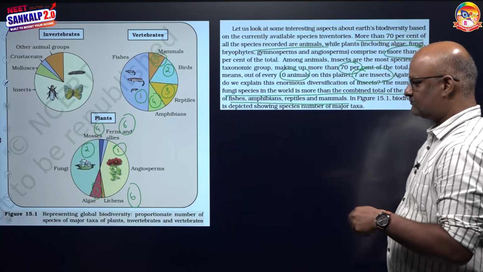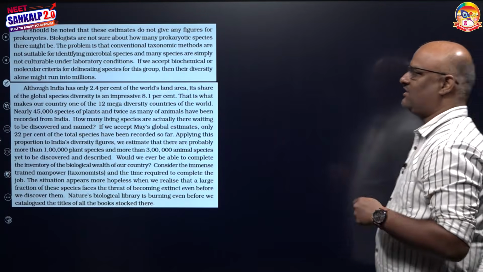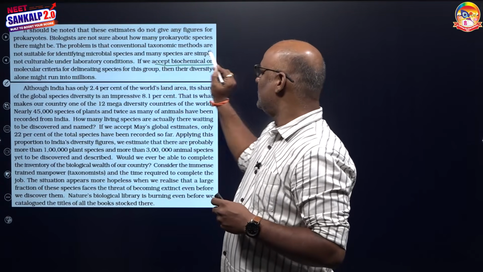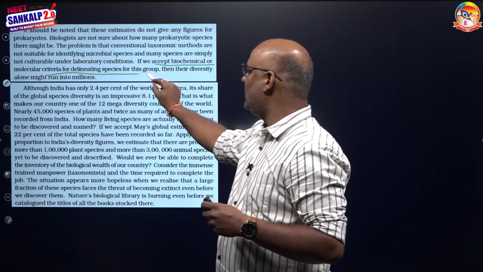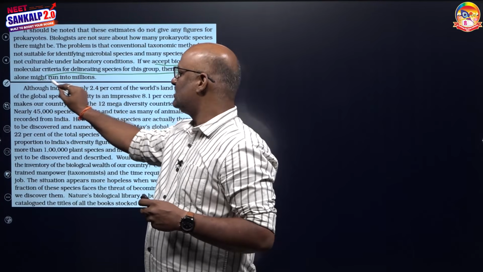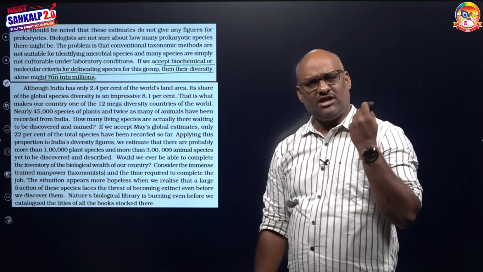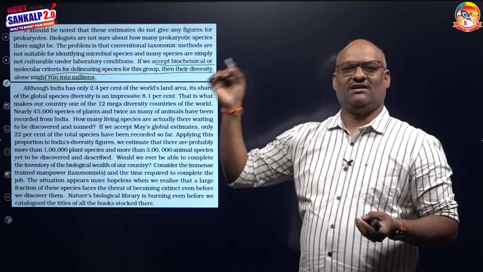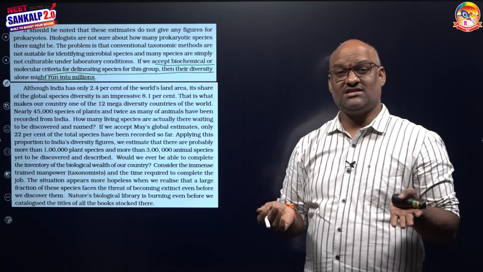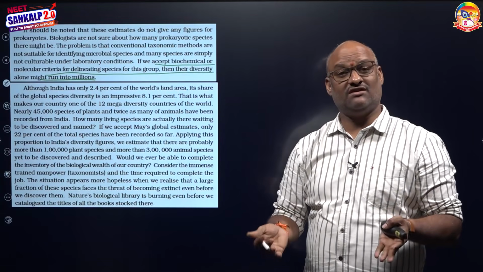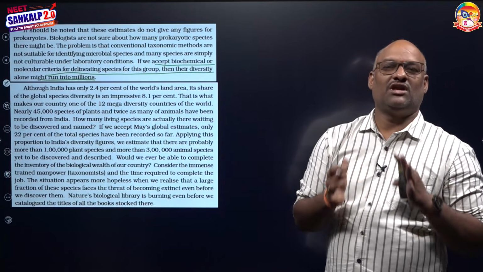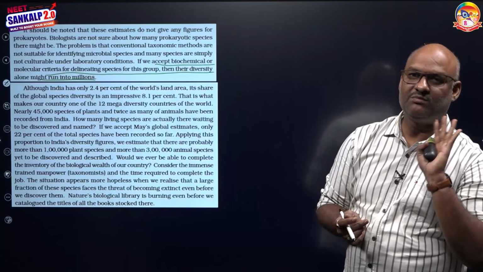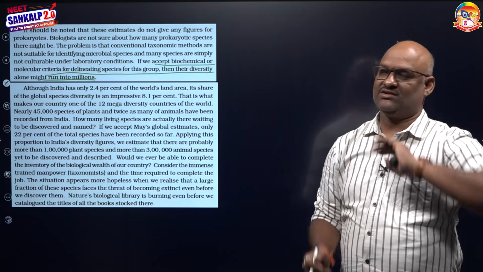But in these estimates, we are not placing the prokaryotes, because for prokaryotes, if we accept biochemical or molecular criteria for delineating species of this group, then their diversity alone might run into millions, because prokaryotes keep on dividing. Even before we count, they keep on dividing and their diversity increases rapidly, and a lot of mutations take place in the prokaryotes. So, new species are continuously formed. So, we cannot estimate the total number of prokaryotes here. These estimates whatever we are talking about do not include prokaryotes. We are only including the eukaryotes here.